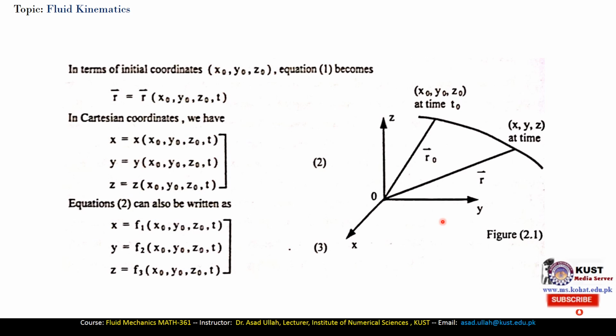On the right hand side in figure 2.1, a point is shown whose position vector is r0. After time t, this point moves to the point x, y, z in space whose position vector is r.